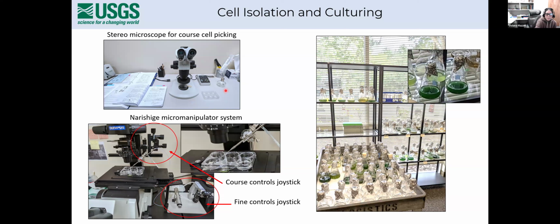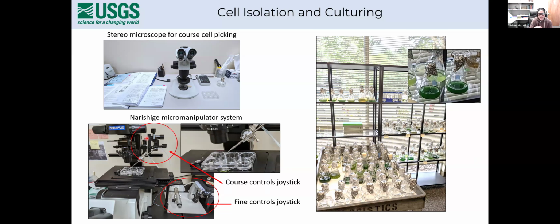But once we have them in the 6-well plate with our culture media, we put them over here onto the inverted scope that's equipped with the Narashige micromanipulator system. And here we do the serial washing in the 6-well plates. And it also uses a glass capillary that can be manipulated. Narashige sells a puller system that has a bunch of different settings that allows you to shape the tip of the capillary in different ways.